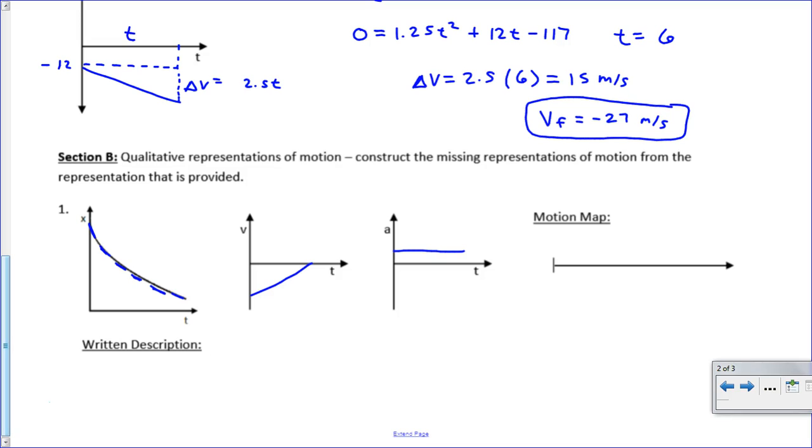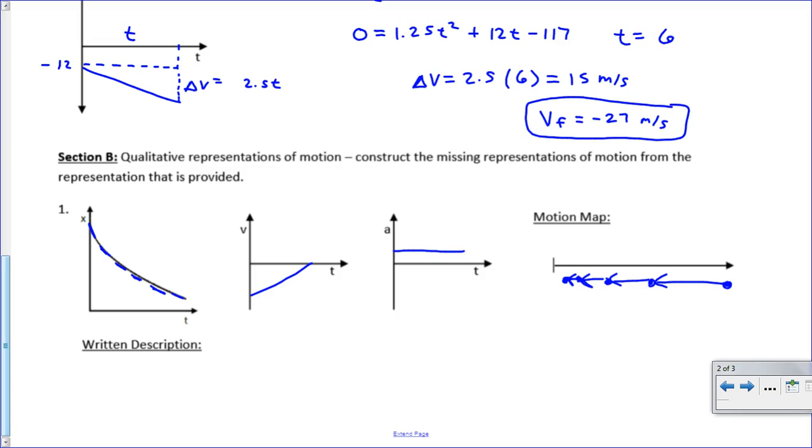All right, so for our motion map, the way we show an object traveling in the negative direction and slowing down is that we're going off here to the left, and the arrows are getting shorter if it's slowing down. So we're going to start here with a long arrow, and then we'll do a shorter arrow, and then an even shorter arrow, and then a really short arrow. All right, it looks like that.